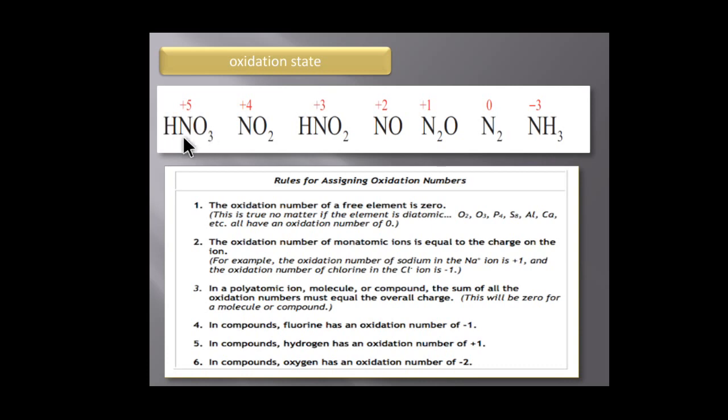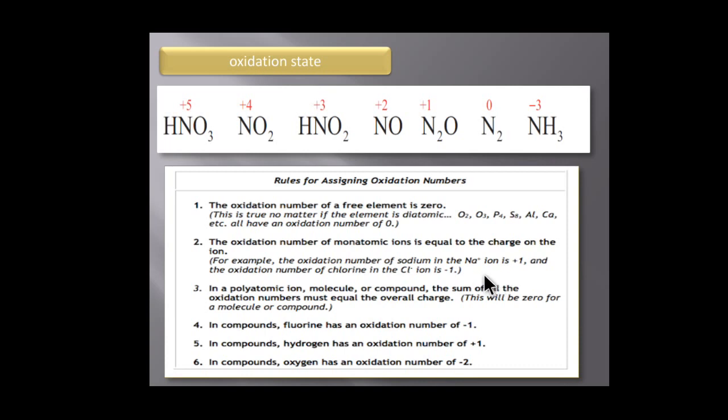In nitric acid, the oxidation number of nitrogen is plus 5, here plus 4, here plus 3, here plus 2, here plus 1, here 0, and here minus 3. So before this we must know the general rules for assigning oxidation numbers. The oxidation number of a free element is considered as 0. An example is given. The oxidation number of monoatomic ions equals the charge of the ion.